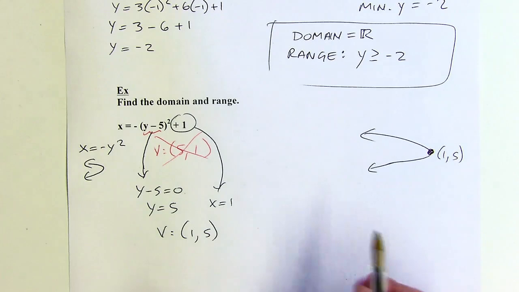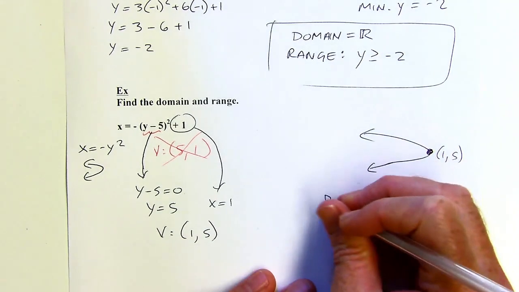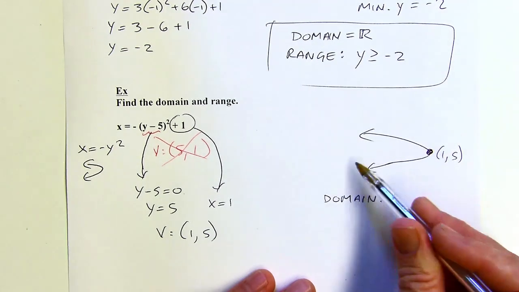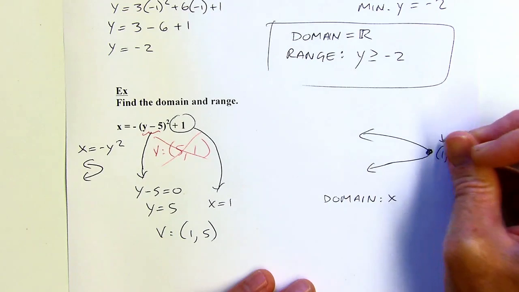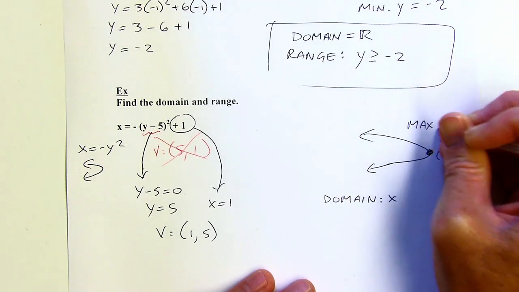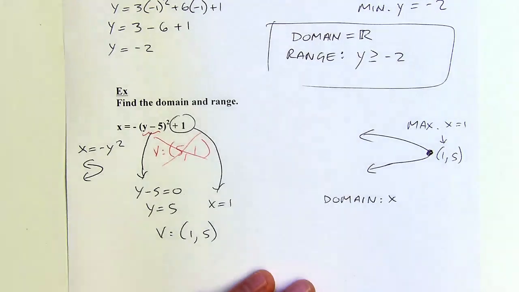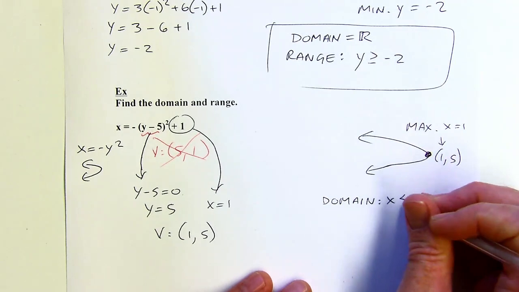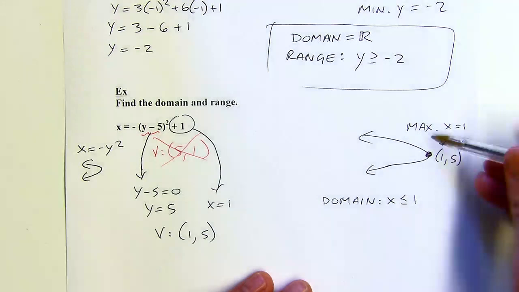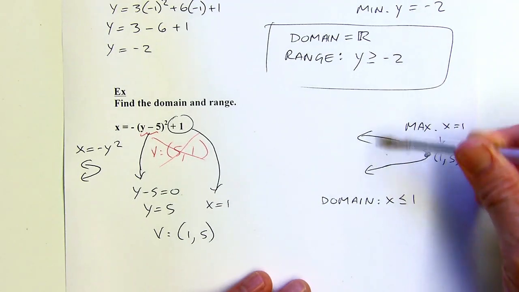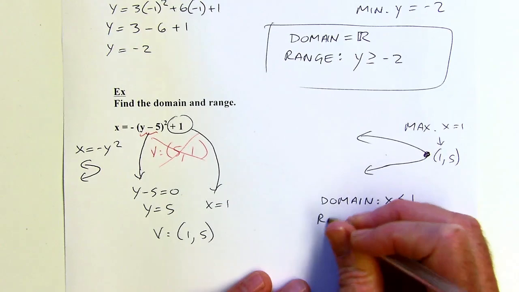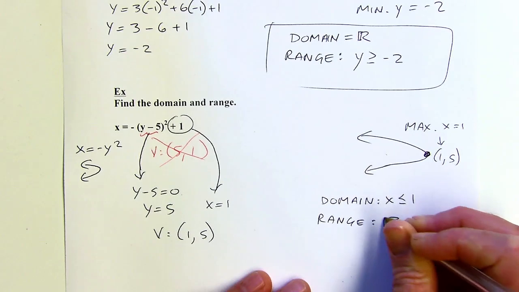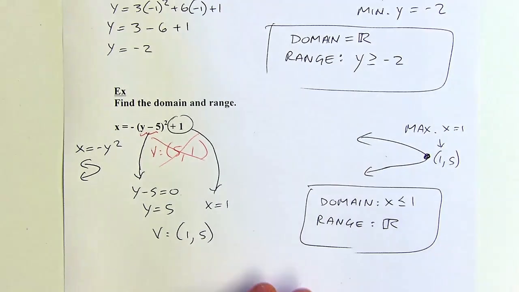Okay? And then when I'm thinking about the domain, the x values can be anything less than 1. This is my maximum x value. Right? My maximum x value is 1, so x can be anything less than that. So it can be less than or equal to 1. For the y's, this parabola would stretch up and down forever, so the y's are unlimited. That means the range is going to be all real numbers. Okay, and that's the end of the section.